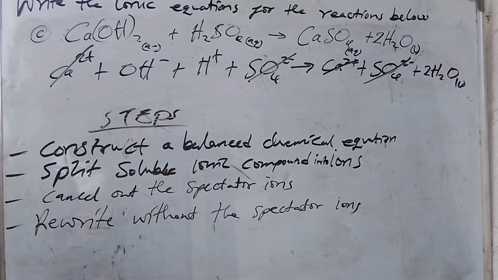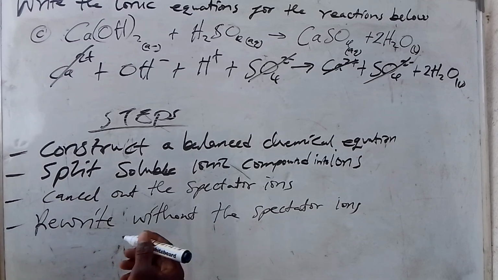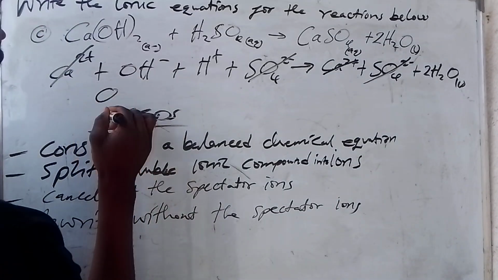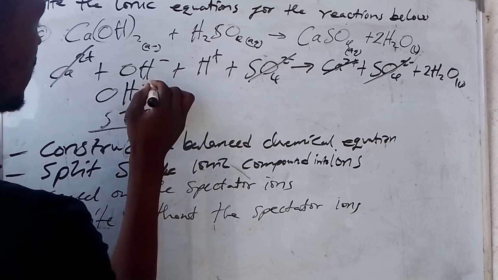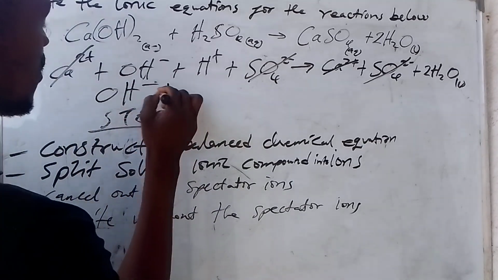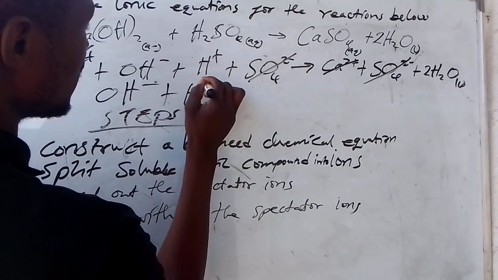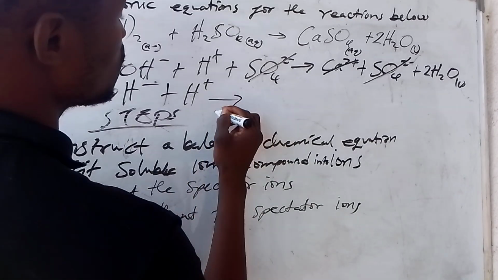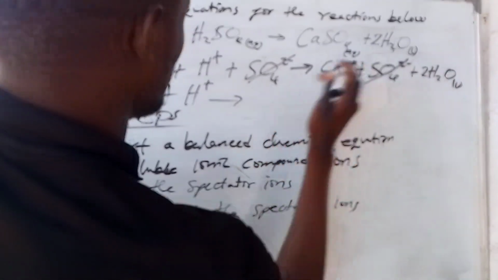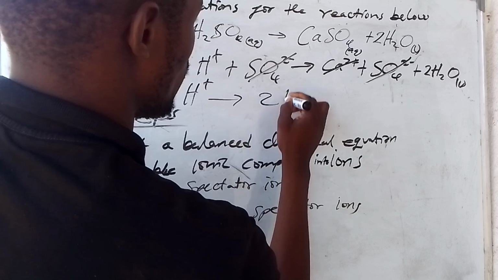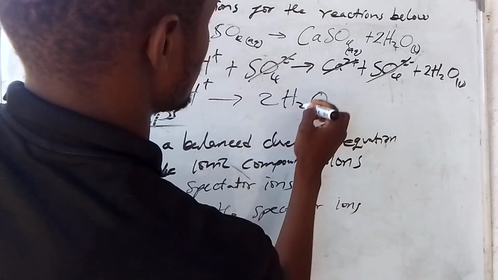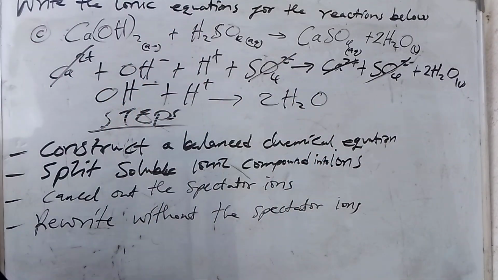Last point, write without the spectator ions. So we just go ahead and write them without spectator ions. So we have this one plus this guy, which is hydrogen ions, to produce which one? Water. So H2O. So yeah, that is how it is.